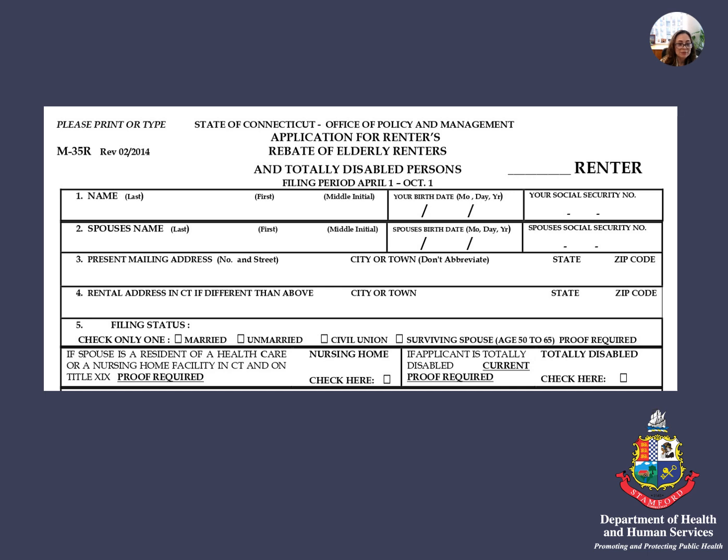Number 5, filing status. Now, let's move on to your filing status. Check the box that best describes your situation. Are you married, unmarried, in a civil union, or a surviving spouse? If you are a surviving spouse between the age of 50 and 65, please be sure to provide proof.